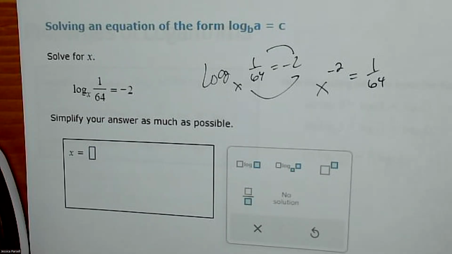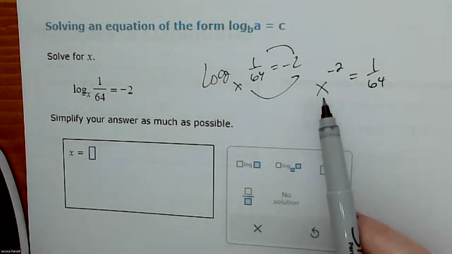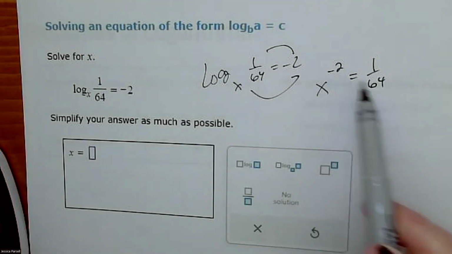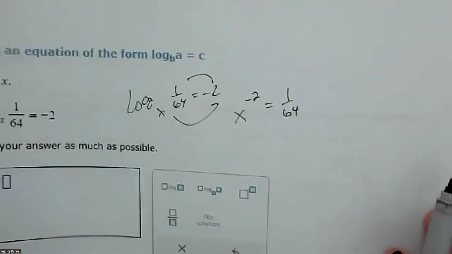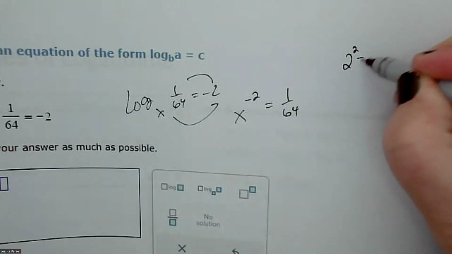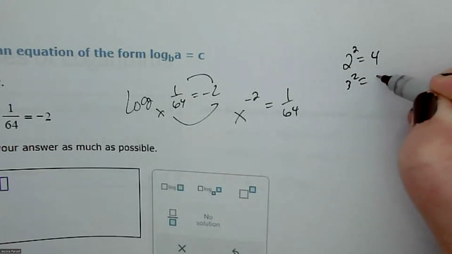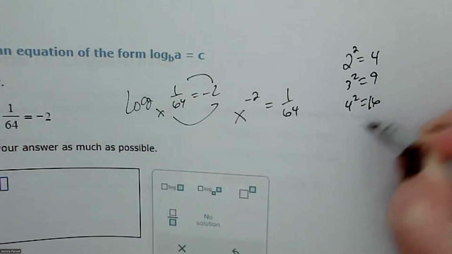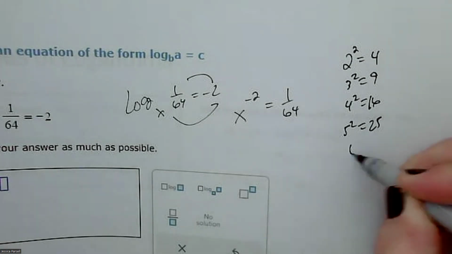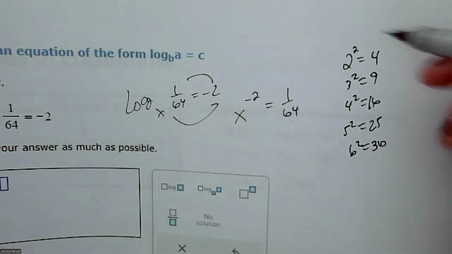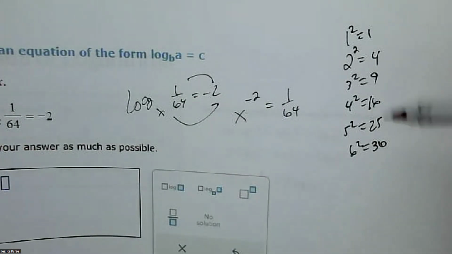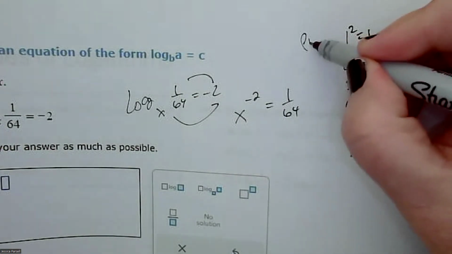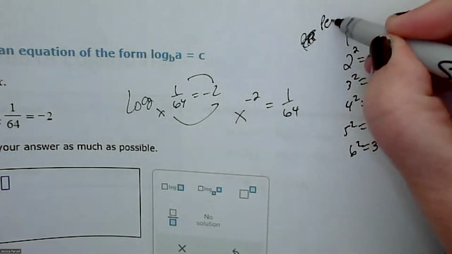So let's think about this. What number, if you take it to the -2 power, is 64? So this is where it's really good to know your perfect squares, right? Like, 2 squared we know is 4, and 3 squared is 9, and 4 squared is 16, and 5 squared we know is 25. 6 squared is 36. 1 squared is 1. Like, it's nice if you have these memorized. These are perfect squares.